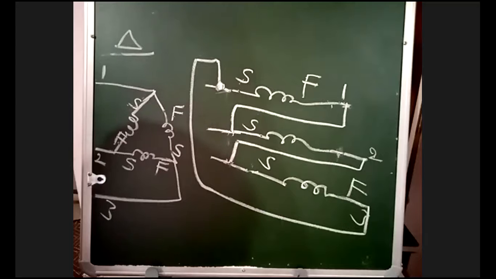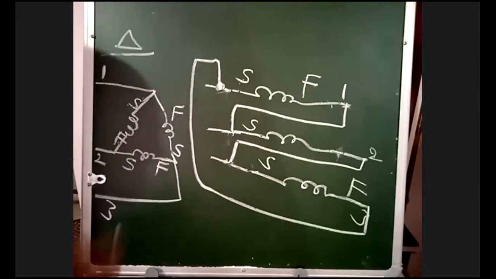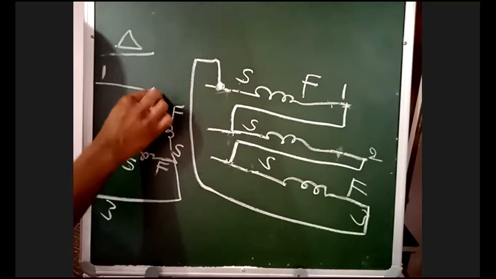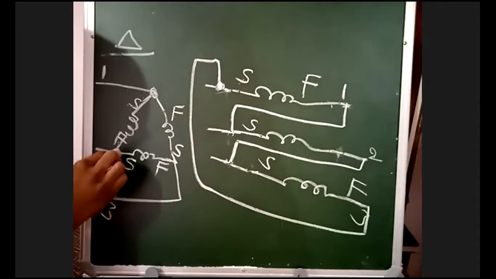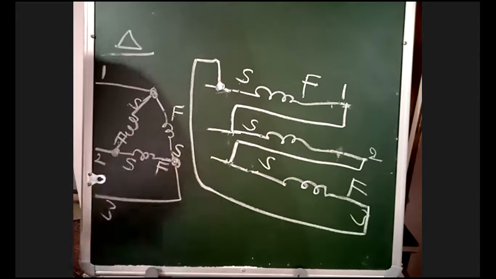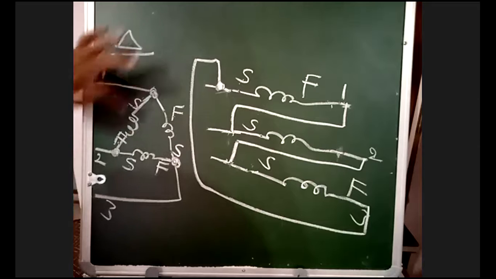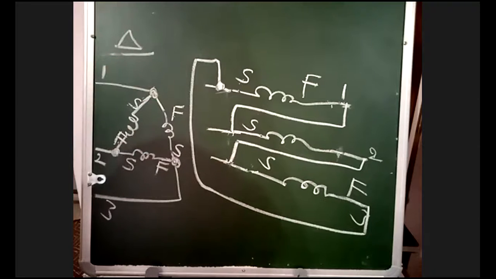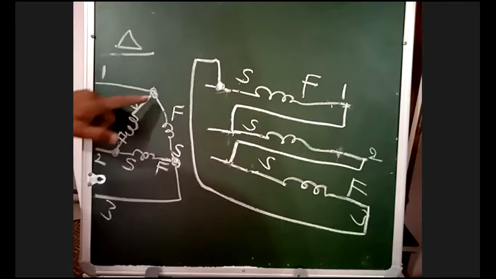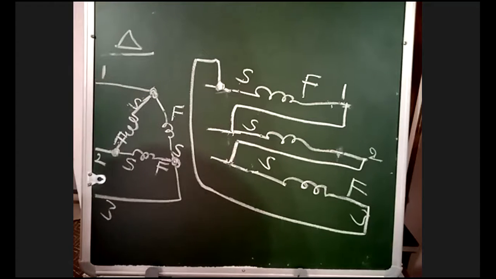And this delta is the parallel connection. Because we are getting one node point here, another here, and another here. 3 nodes I am getting: 1, 2, 3. At the node, current will divide. That's why it is a parallel circuit. At each and every node, current will divide. That's why it is called the parallel connection.